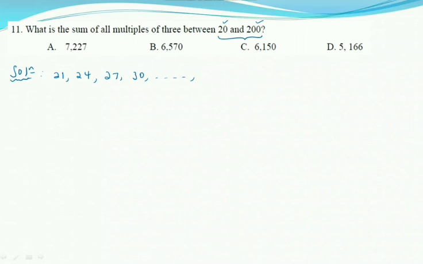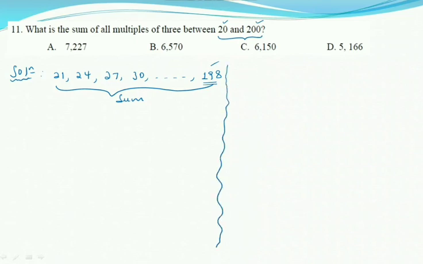The last term, which is a multiple of 3 between these two numbers, is 198. You can check that this number is a multiple of 3 using the divisibility test. So if you use the divisibility test, you can check that 198 is a number divisible by 3. So the question is finding the sum of all the multiples of 3. We just sum up all these things, but we don't need to list out all the terms, but we have to determine how many terms we have here.